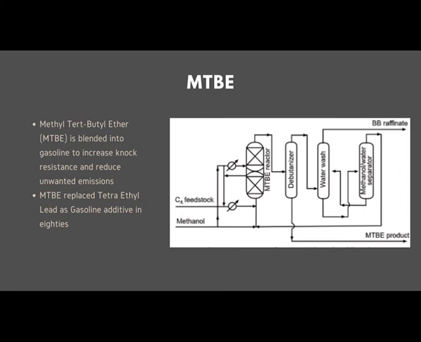MTBE. So already we talked about MTBE. It is used in blending into gasoline to increase the knock resistance and to reduce unwanted emissions. So it is primarily used as a gasoline blender. But earlier, tetraethyl lead was used as a gasoline blend. Tetraethyl lead has a lot of side effects. It has been replaced by MTBE.